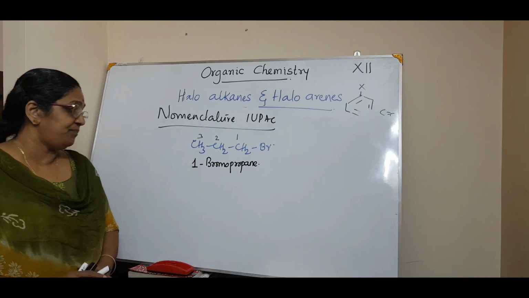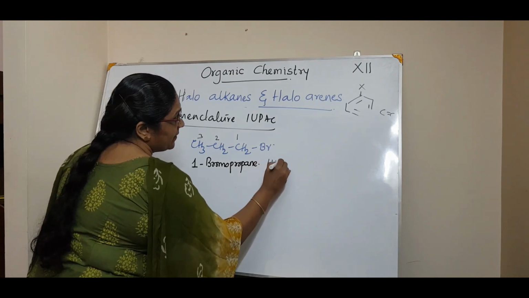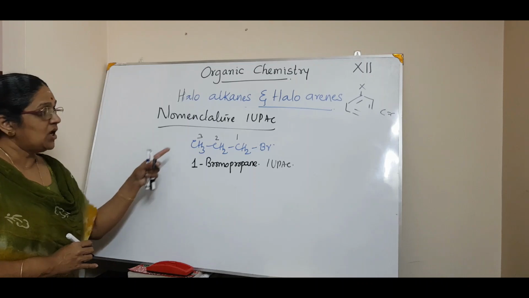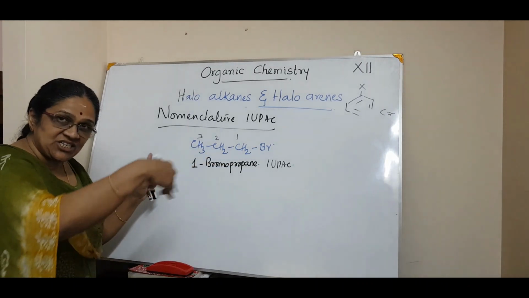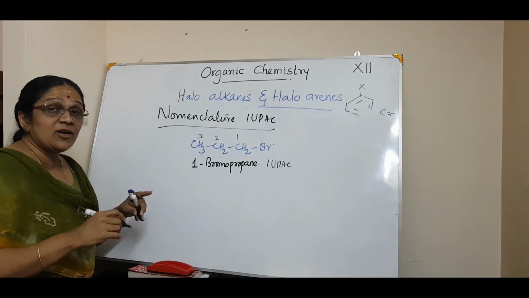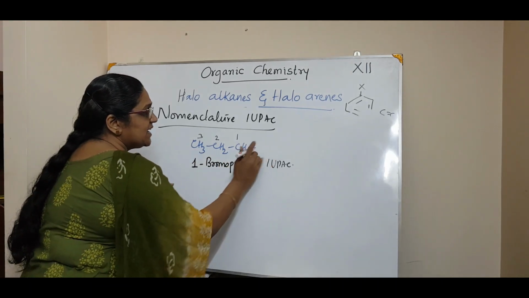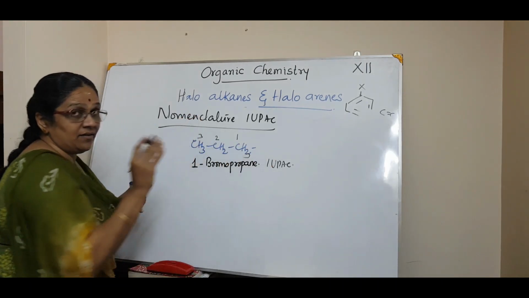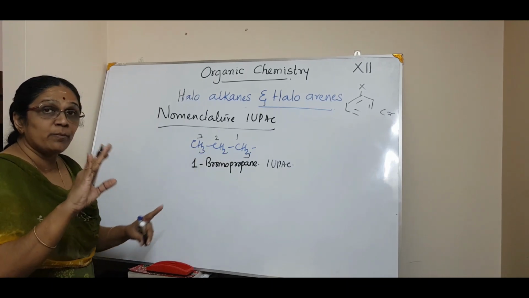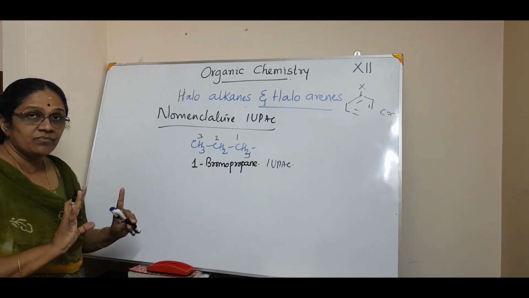Now how will you write the common name? This is the IUPAC name. Now the common name: since it is a straight chain, there is no branching, you call it normal propane. If it was just CH3, you can say it is normal propane or simply propane. There is no side chain here.